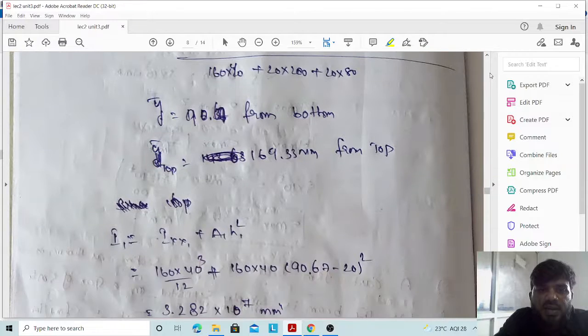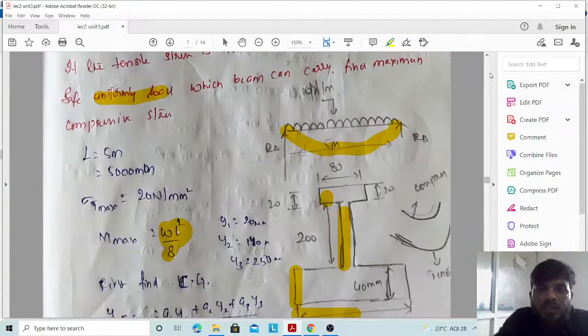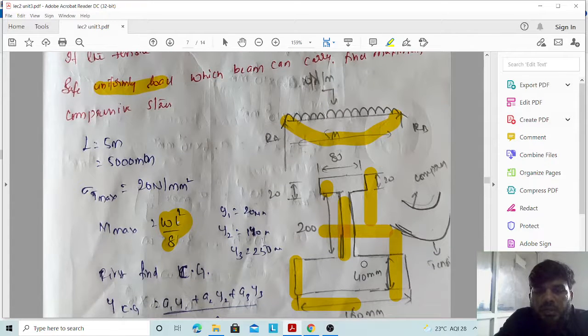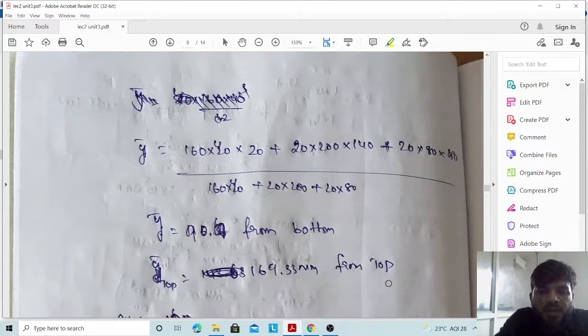But here they are asking for compression. The distance you have obtained, 90.67, is from the lower axis, whereas the compression is present at the top surface. So you have to take the y value from the top to the neutral axis or the CG. The total is 200 plus 20 plus 20 plus 40, so around 260. Out of 260, the lower value is 90.7, so the upper value will be around 170. So the upper value you have to measure.